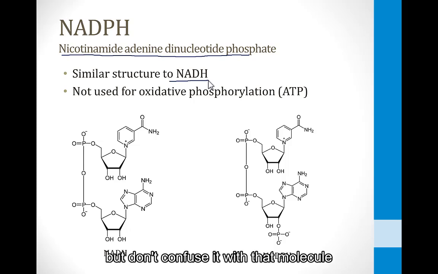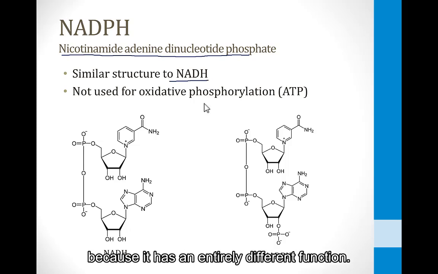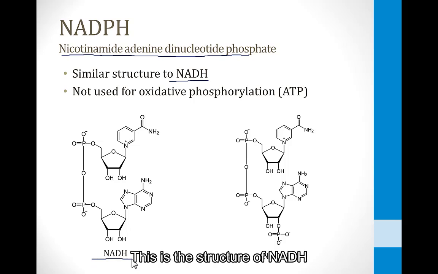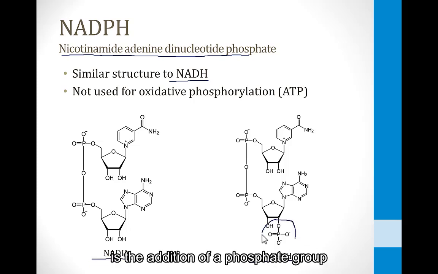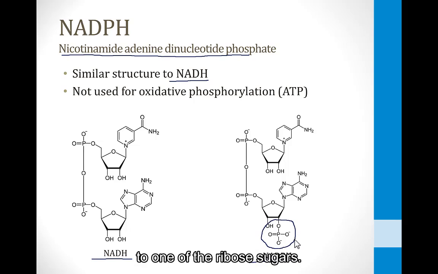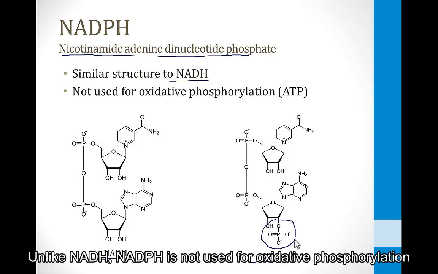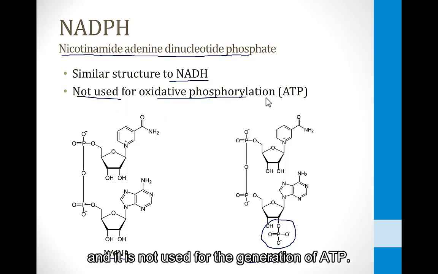don't confuse it with that molecule because it has an entirely different function. This is the structure of NADH on the left side of the screen here. On the right side of the screen is NADPH, and you can see that the only difference is the addition of a phosphate group to one of the ribose sugars. Unlike NADH, NADPH is not used for oxidative phosphorylation, and it is not used for the generation of ATP.